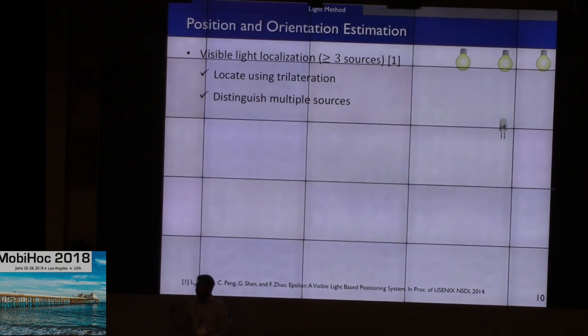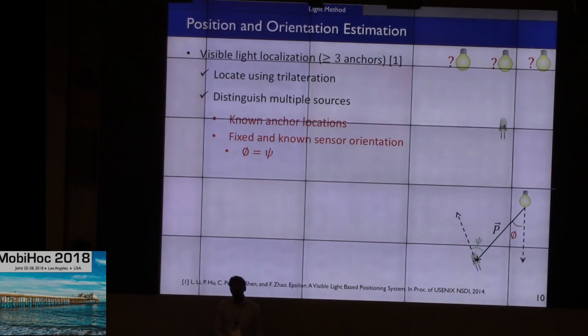However, in terms of the position and orientation estimation problem, there are two key limitations in the prior work. The first one is that these works assume a known position of the light anchors so that they can do trilateration. Whereas in our case, we do not want to put that restriction on our system and keep it more general.